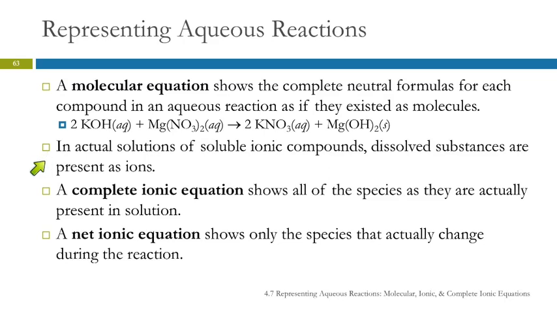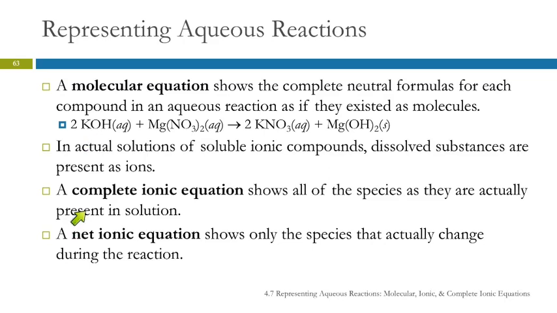So in this example of potassium hydroxide and magnesium nitrate, these are ionic compounds and they're dissolved in water, and so they are not actually little units of KOH and Mg(NO3)2. They're actually separated into cations and anions, but we show their neutral formulas in the molecular equation.